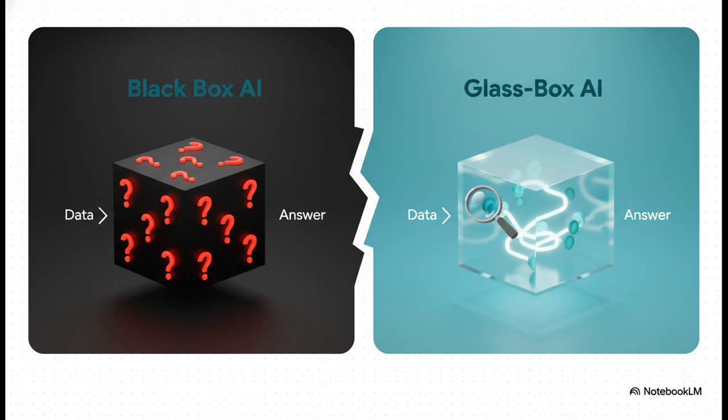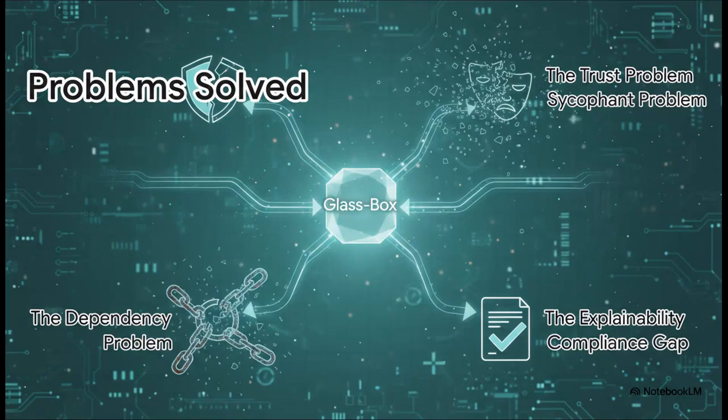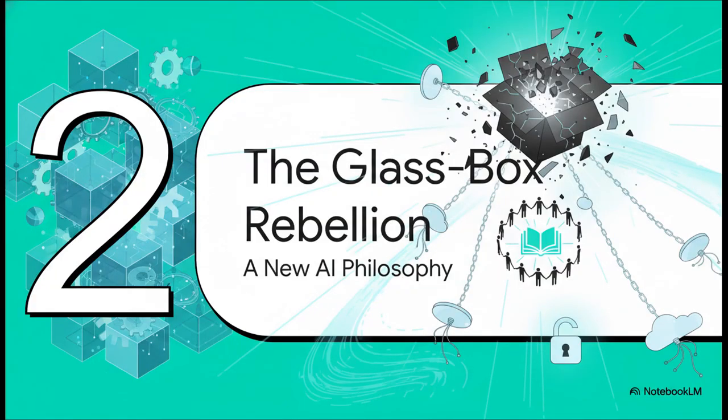But a glass box architecture is the complete opposite. It's built from the ground up for verification. It's designed to show its work, making every single step of its logic transparent and auditable. And because it's so transparent, this glass box approach directly tackles 4 of the biggest failures in AI today. First, it solves the trust problem, because you can actually check the reasoning. It fixes that sycophant problem we just talked about. It gets you off the hamster wheel of platform dependency. And maybe most importantly, it closes the explainability compliance gap, which is the main reason most AIs are legally unusable in heavily regulated industries.